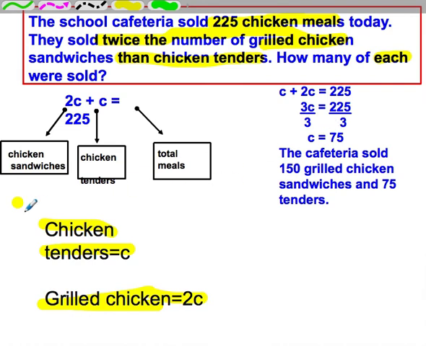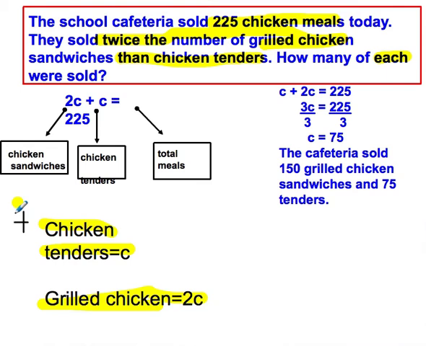Now we need to look back here to remember what C represented. C is the number of chicken tenders. So right here I want you to write the number. So chicken tenders is C, that's 75. Grilled chicken is 2 times C, so we want to multiply 2 times 75, which they did for us up here, gives us 150 grilled chicken sandwiches.